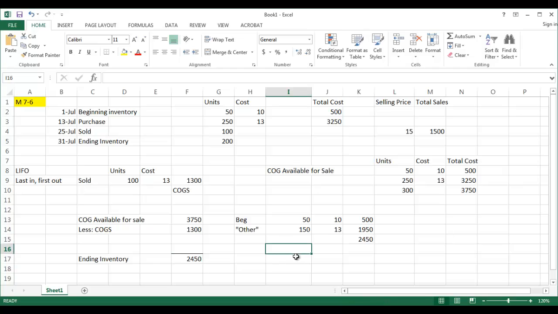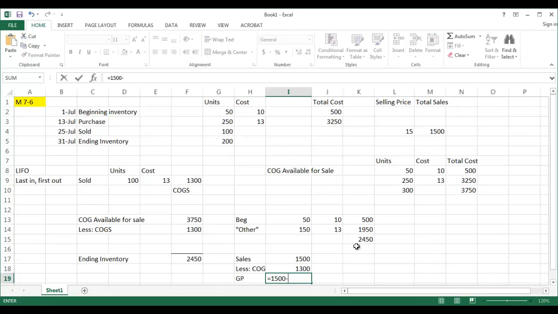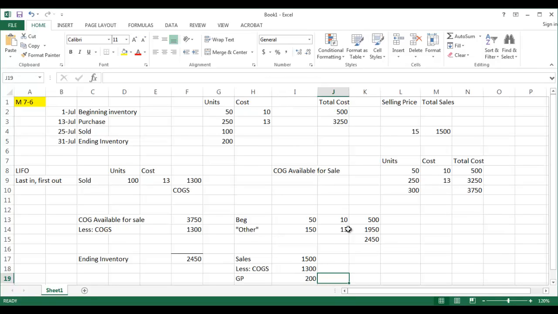We also need to calculate gross profit. So gross profit, as we determined previously, is just our total sales, in this case the $1,500, less my cost of goods sold, in this case $1,300, for a gross profit of the difference, or $200. So that takes care of LIFO. And now we need to move on to the weighted average method.